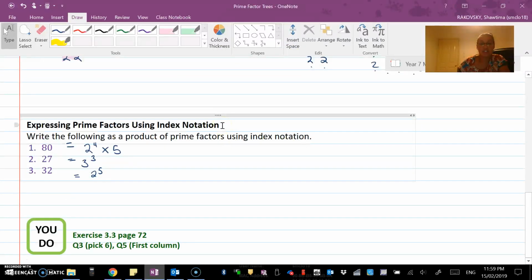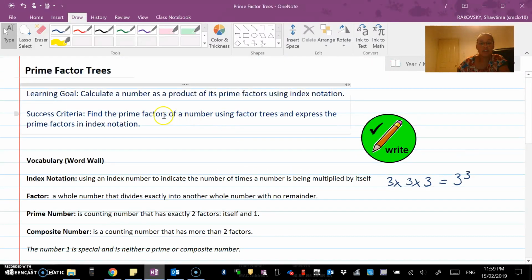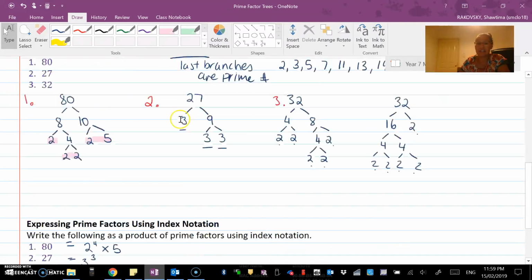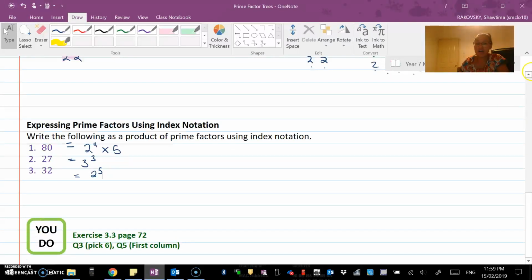Okay, so there's your questions. Hopefully you'll be able to reach your learning goal, which is finding prime factors, so using the factor trees and expressing them in index notation. There are your activities you need to do.